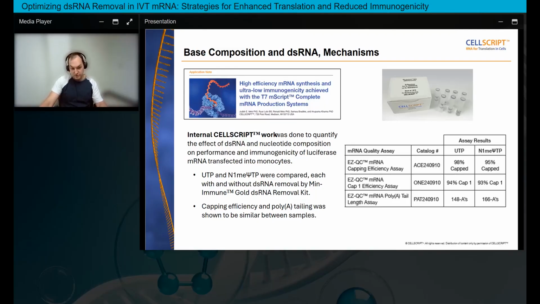The experiment was fairly straightforward. We treated cells with mRNA made with either UTP or N1-methyl pseudo-UTP, and then each one of those was either purified or not purified with dsRNA removal using CELLSCRIPT's Immune Gold dsRNA removal kit. To the right here, we show capping and tailing metrics for all the RNAs that we tested using our ECQC kits, and everything was very comparable, which was nice, because having mRNA quality metrics to actually show that everything is above board is nice.